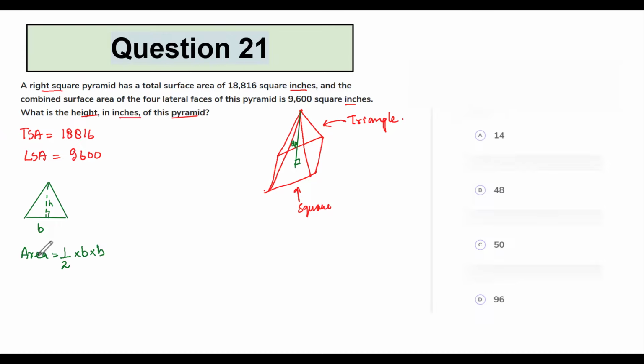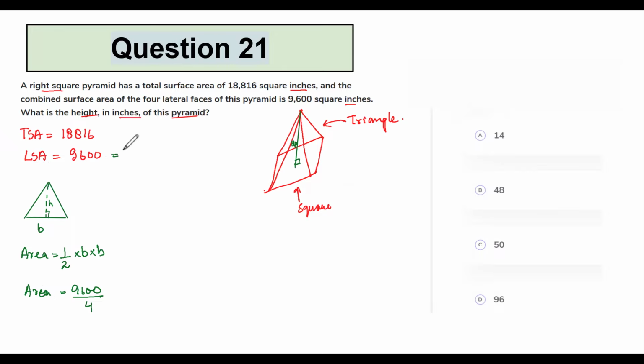Do I have the area? No. Do I have the base? No. Do I have the height? No. But can I find them out? Yes. I can find out the area. How? I'm given the lateral surface area. Lateral surface area is 9600. That means the area of the triangle is equal to 9600 divided by 4, because there are 4 triangular faces, and that is what it's saying.